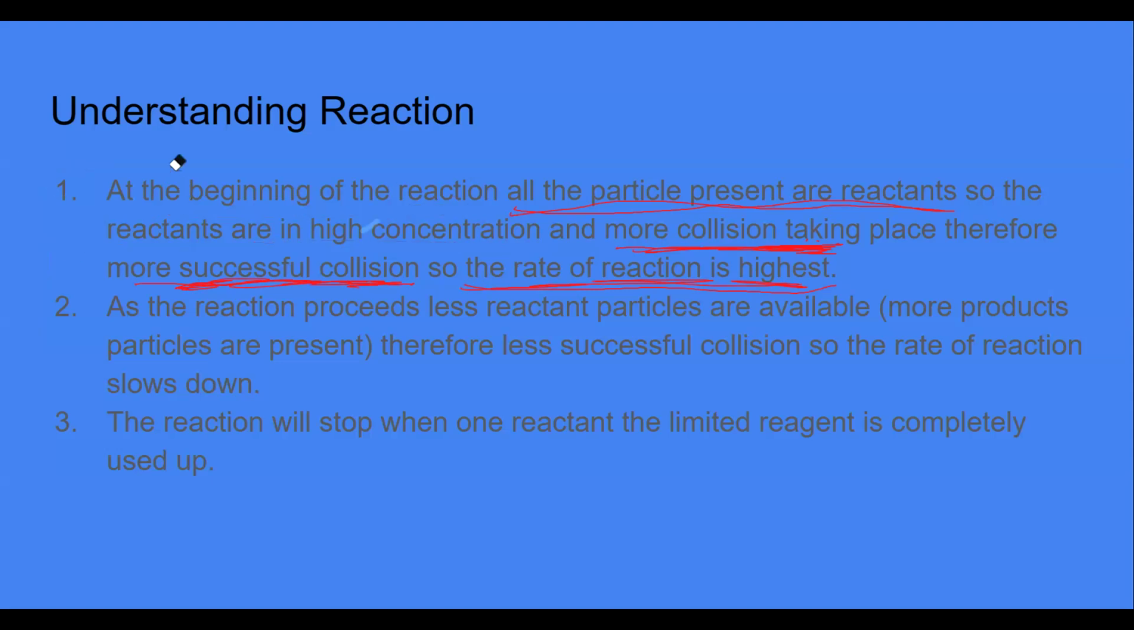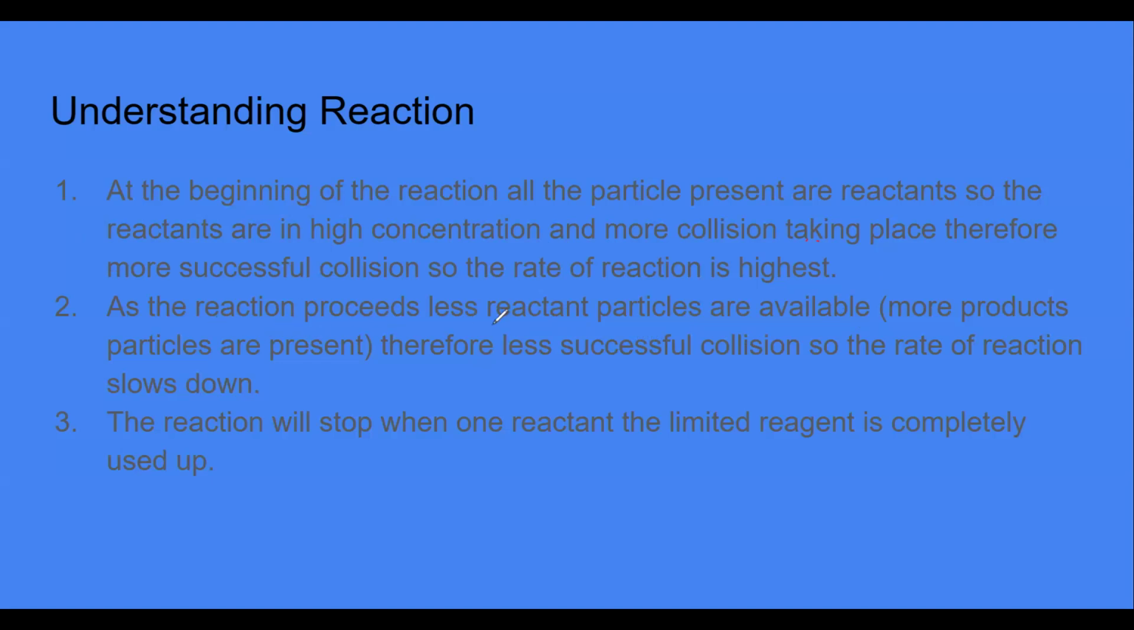Now, as the reaction proceeds, reactants are going ahead to form products. So we're going to have fewer reactant particles available and more particles of products present. When these particles are colliding on a molecular level, we can have reactants turning into products. We can have different types of products too. So we will not have as many successful collisions as we had in the beginning.